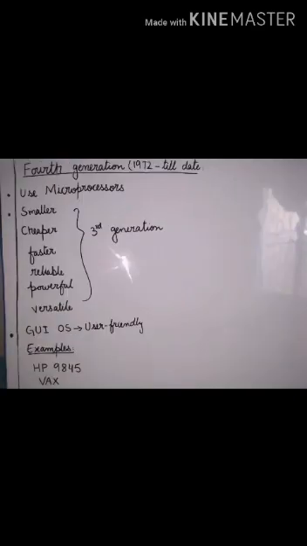Fourth generation computers. Fourth generation computers start from 1972 till date. Fourth generation uses microprocessors. The fourth generation computers are smaller, cheaper, faster, reliable, powerful, and versatile than third generation computers. The user-friendly GUI operating system was introduced in the fourth generation computers. For example, HP 9845 and VAX.